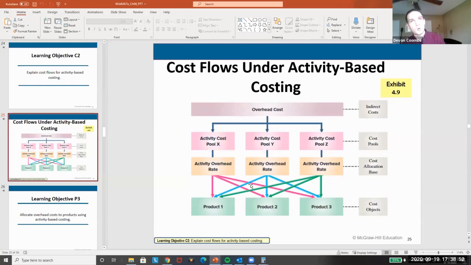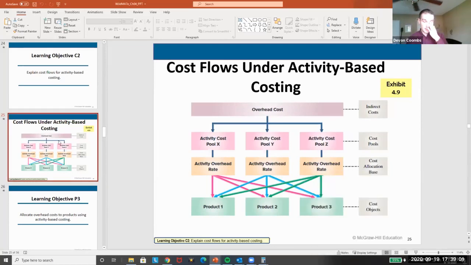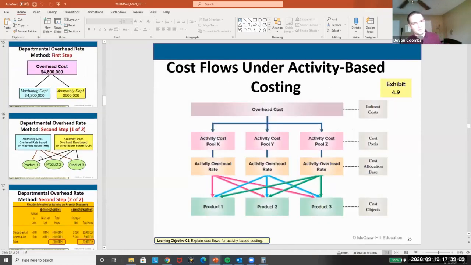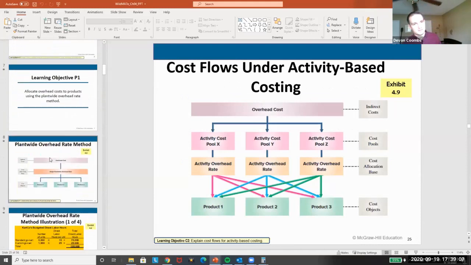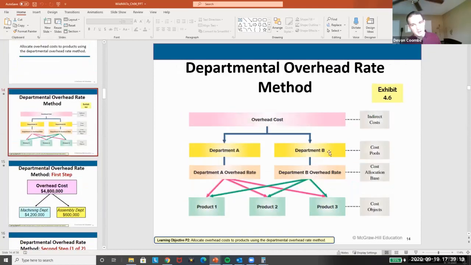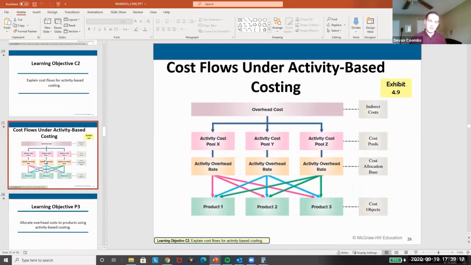And the whole goal of this is to get as accurate a depiction as possible of our overhead allocation. So, if we looked at the previous ones, the plant-wide was just one allocation method. Now we had 2 variables for allocation. Now we're saying we could have 3 or more variables for allocation.